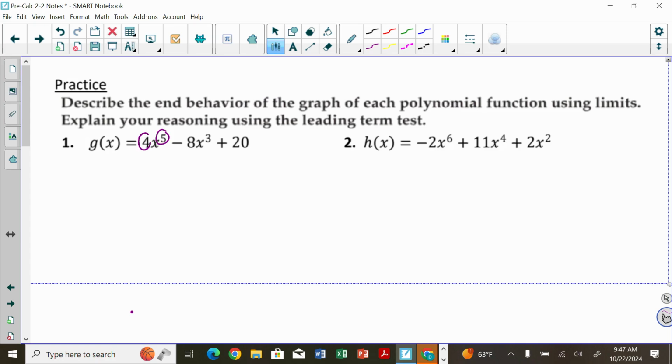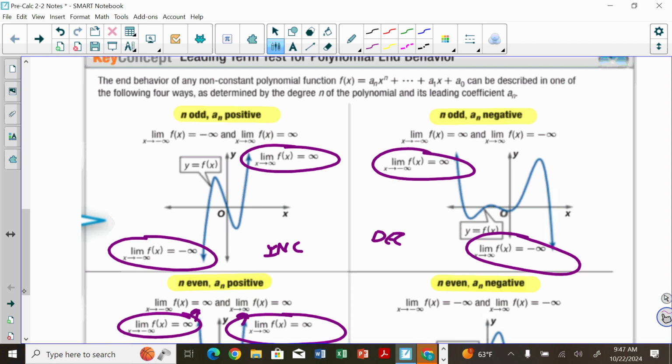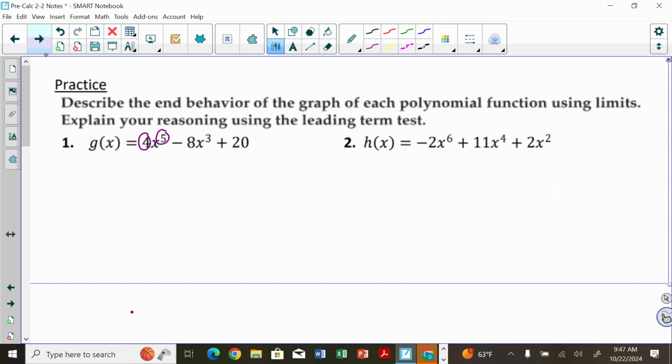And then our leading coefficient here is positive. So I can tell just by that, if I look back on the tables that we looked at down here, we've got an odd exponent and a positive leading coefficient. So it's going to be this example right in here, right? So I know right away that the limit of f of x as x approaches negative infinity is going to be negative infinity. And I also know that it's going to be positive too, right? So the limit of f of x as x approaches infinity is equal to positive infinity.